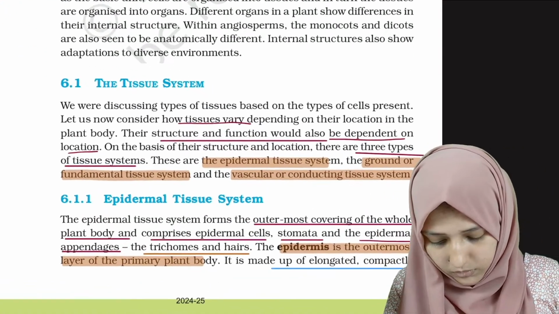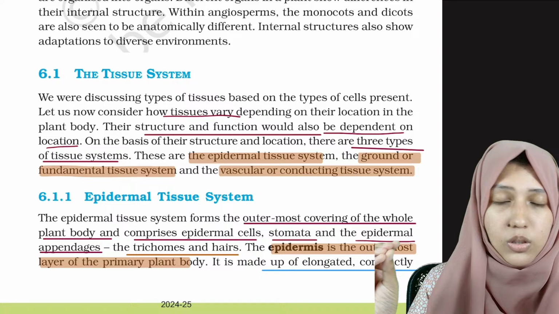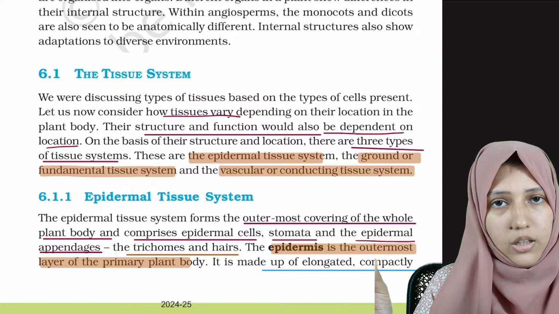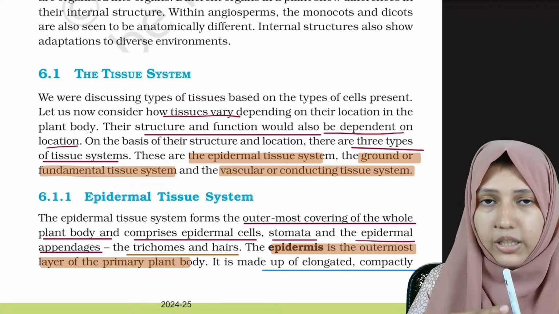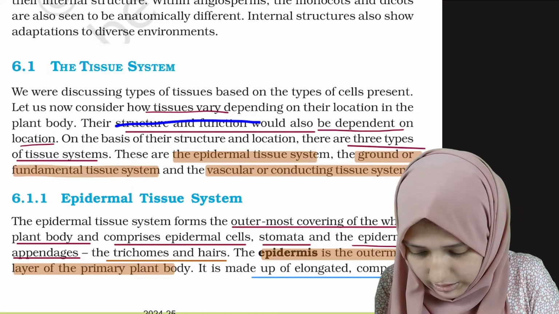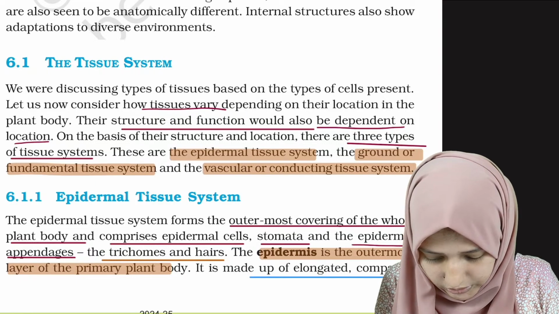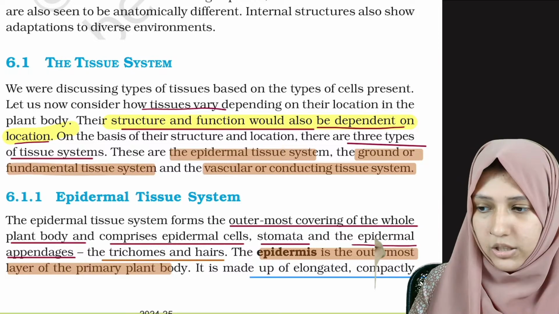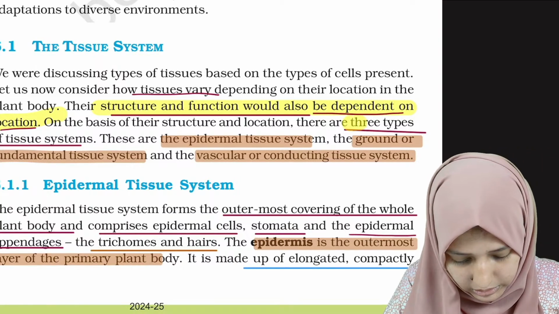Now, tissue system. What do you mean by tissue system? When cells are formed, different types of cells are united together to form a tissue system. They will be performing a common function. Let us see that their structure and function would also depend on the location. So depending on the location, structure and function, there will be different types of tissues. Okay, so there are three types of tissue system.